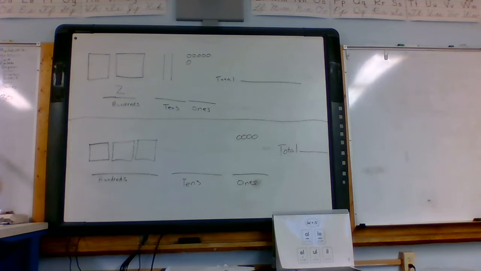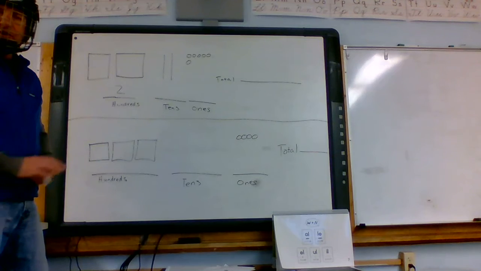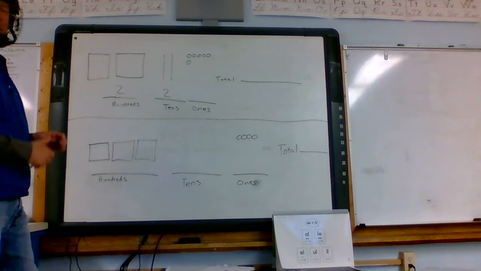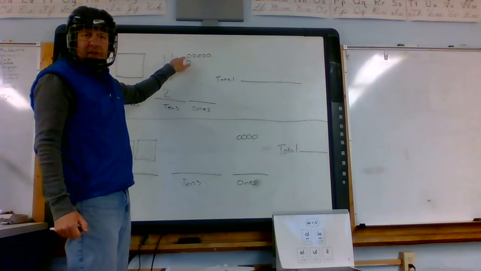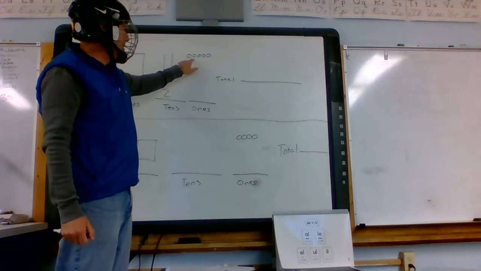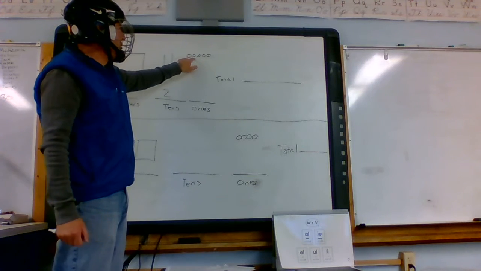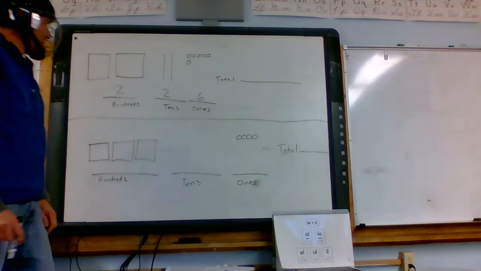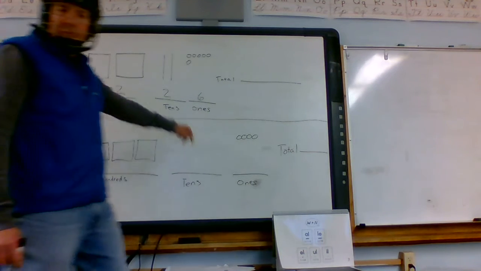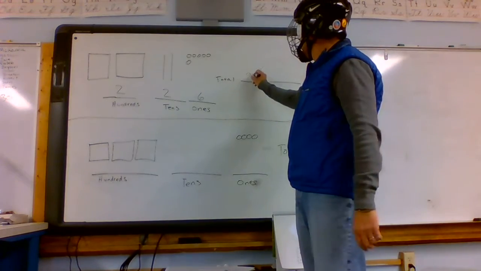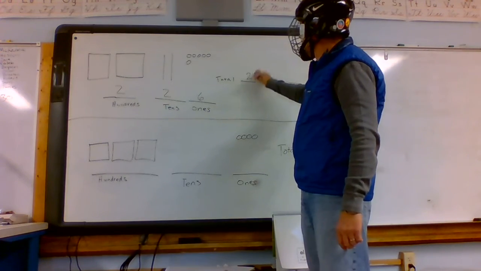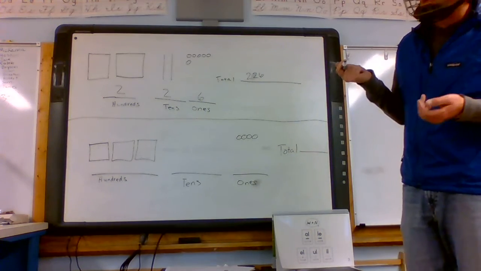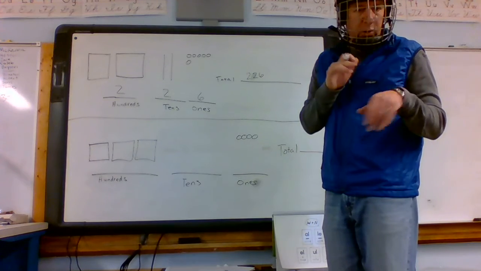How many tens do we have here? Also 2. And how many ones do we have here? We usually know that these dots are grouped in 5. So 1, 2, 3, 4, 5, 6. Right? What is our total number? 226. Now, the reason why I just messed up on that is I just want to show you this.